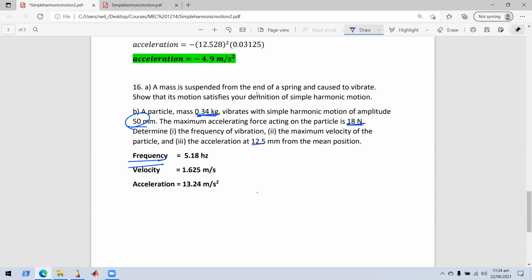So this 12.5 millimeters from the mean position, that could be either way, right? It could be this way or this way. It just depends on how you set up acceleration. Either way, it's going to be 13.24 meters per second squared in one direction or the other. Okay, sir.